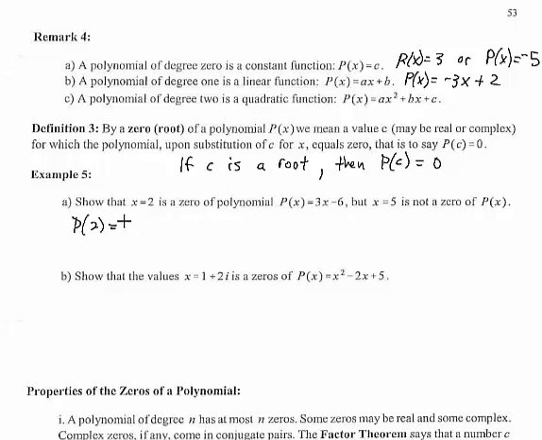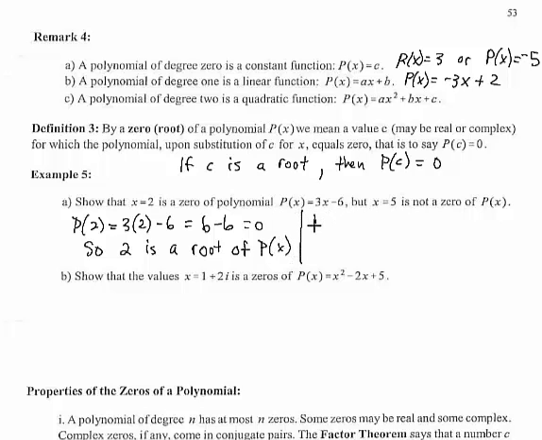So we calculate p of 2. Replace the x with 2. 3 times 2 is 6, minus 6 gives us 0. So 2 is a root of p of x.